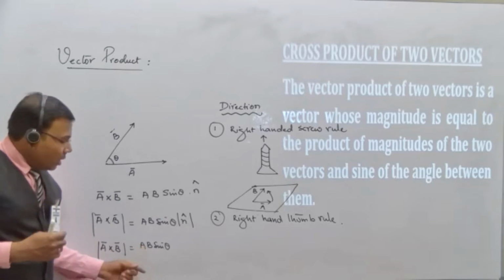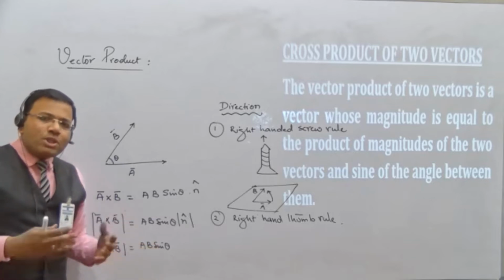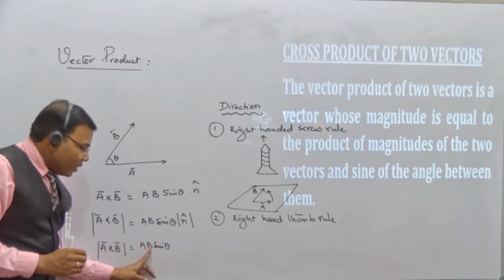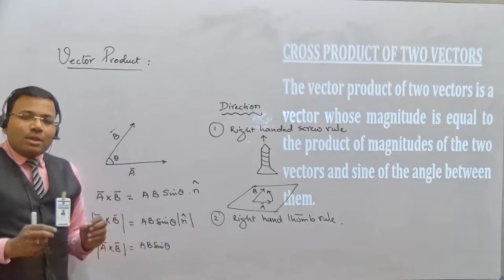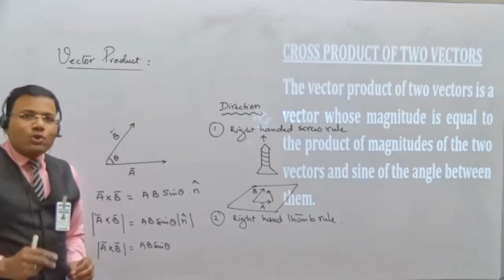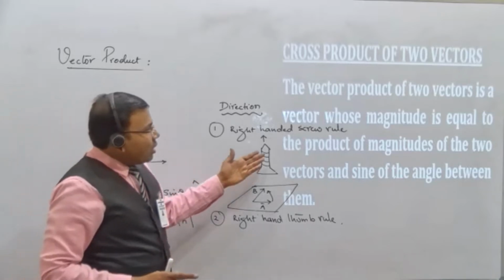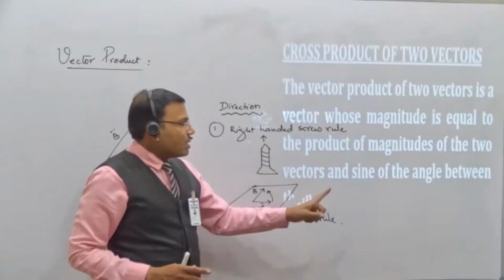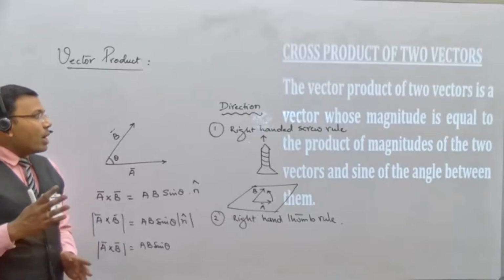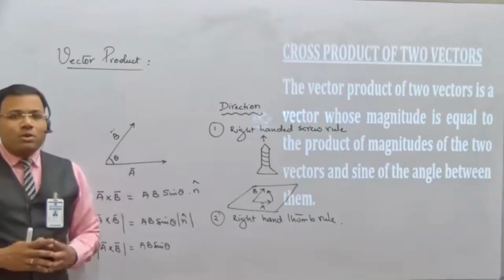I am talking about the product, taking the magnitudes of the two vectors here. Why am I using the word product? Product means multiplication. So I am multiplying A with B as well as sine theta. That means it is the product of the magnitudes of the two vectors and the sine of the angle between them. Hope you have understood what a vector product is, the method to calculate the magnitude, and the method to calculate the direction of a cross product.